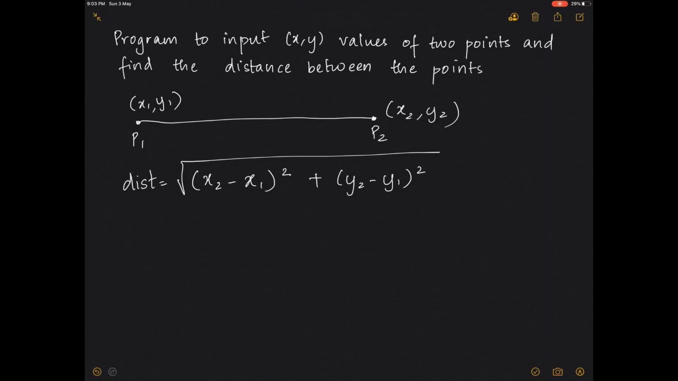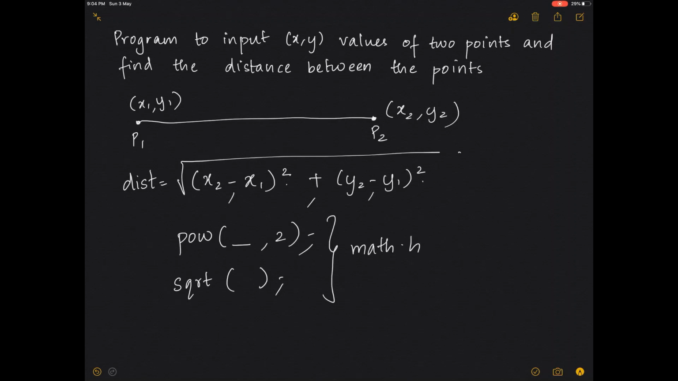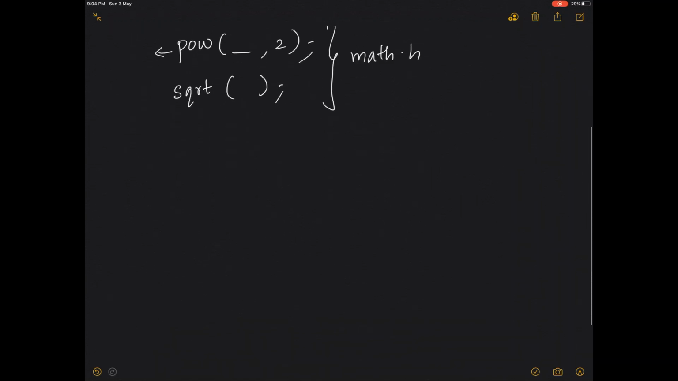So how many operations do we have? We have a subtraction operation, we have an addition operation, we have to find the squares and we have to find the square root. Now square is given by a POW function where you write the variable, comma 2, this will give you the square. And square root is given by SQRT where you write the variable name and this will give you the square root. Both of these belong to the math.h header file. And POW gives the answers in float. Anyways, our answers of x and y can be in float, can be in integer.